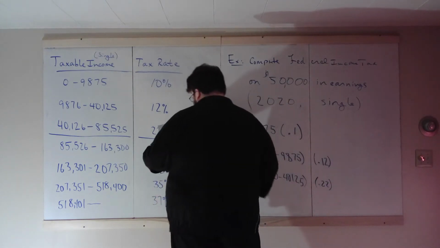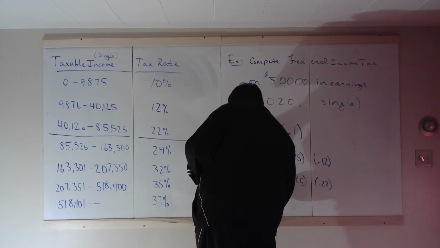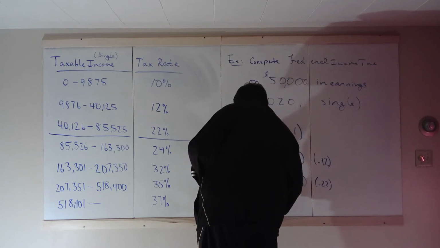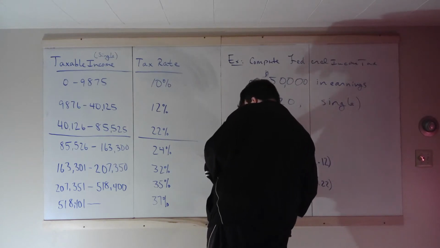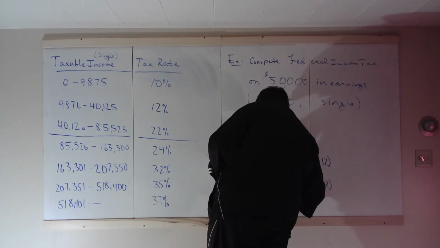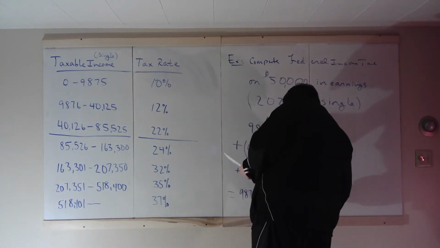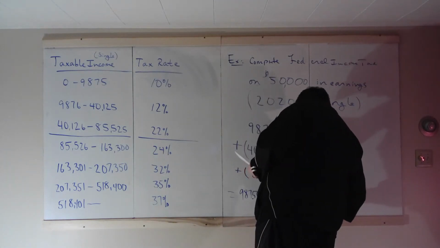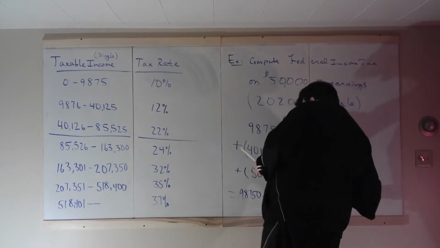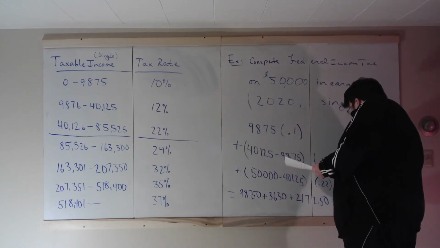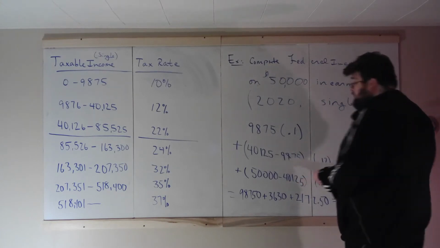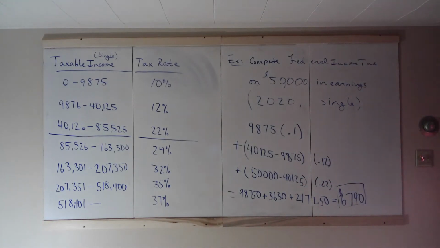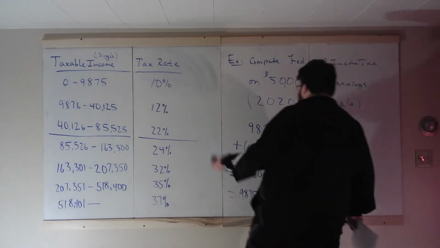And this equals, I have these numbers written down, $987.50 plus $3,630 plus $2,172.50, and this equals $6,790 of that $50,000 is federal income tax. Now that doesn't take into account state and local tax, which of course varies by state.